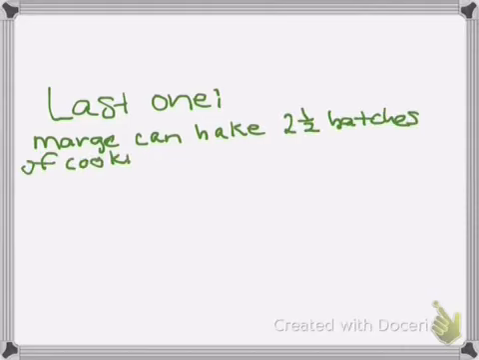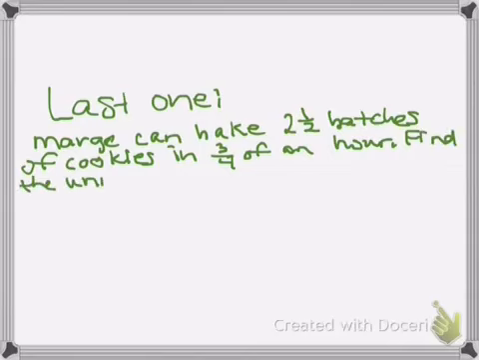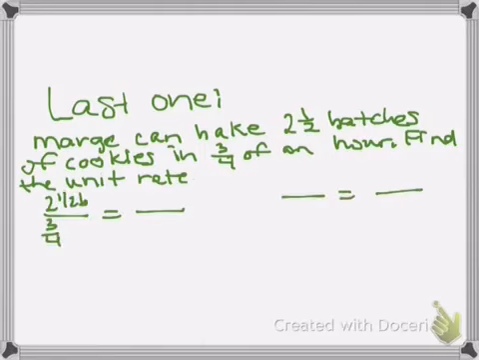Marge can bake 2.5 batches of cookies in 3/4 of an hour. So if I ask you to find the unit rate, a unit rate compares some category to 1. So do we want to know how long to bake one batch or how many batches for 1 hour? So you have two categories, and we could look at them both as a unit rate, and that's what we're going to do here. So we'll have two proportions to set up.